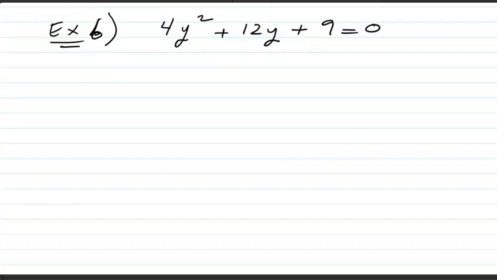4y squared plus 2y plus 9 equal to 0. This quadratic doesn't have x, it has y instead. Who cares about the variables as long as it's got a power of 2 and follows the rule? That is a quadratic equation. Let's go ahead and factor that.